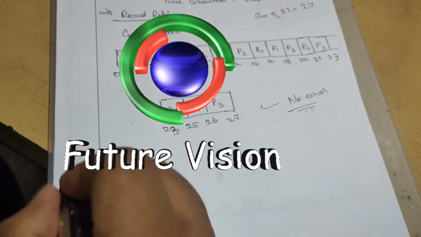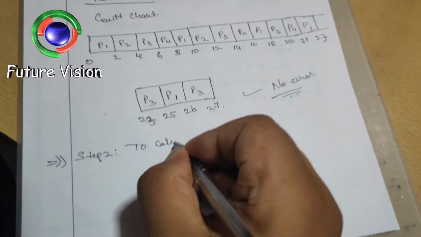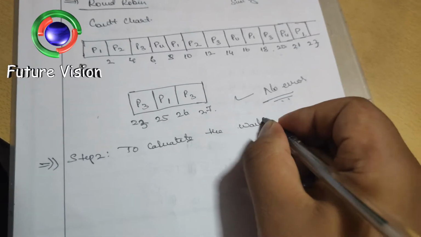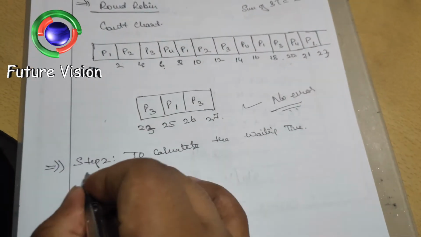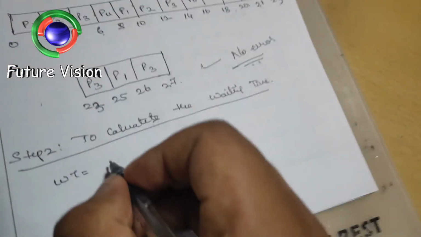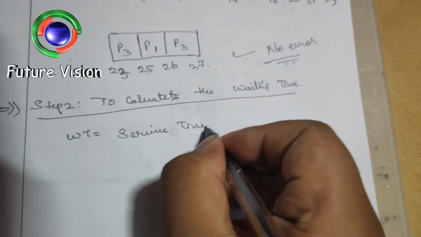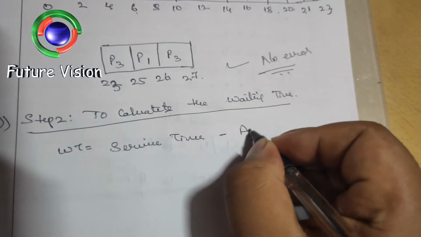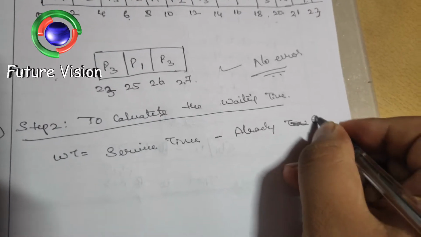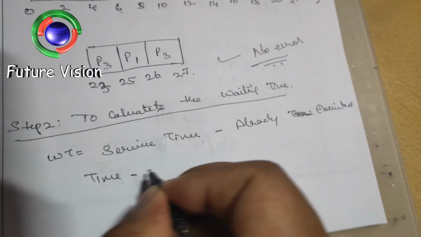In this step, many of you might go wrong. To calculate the waiting time, it is nothing but service time minus already executed time minus arrival time.